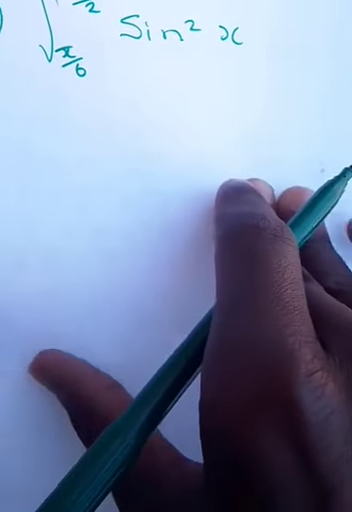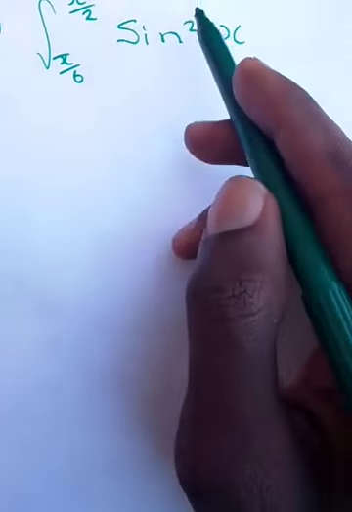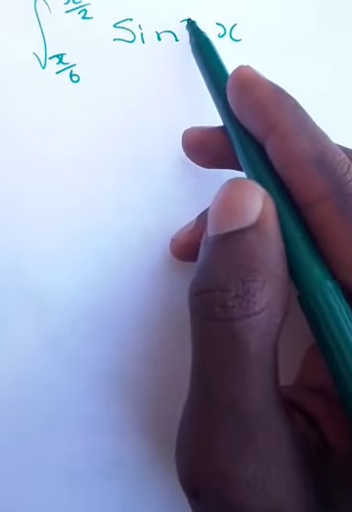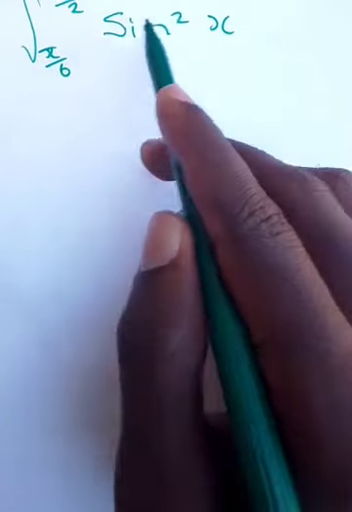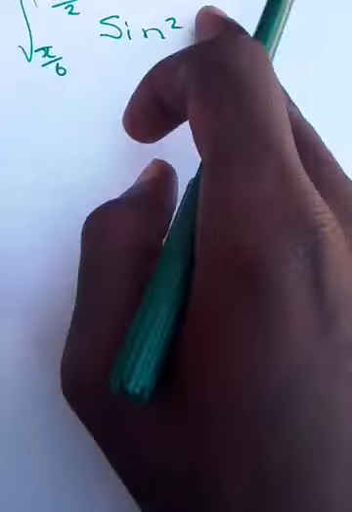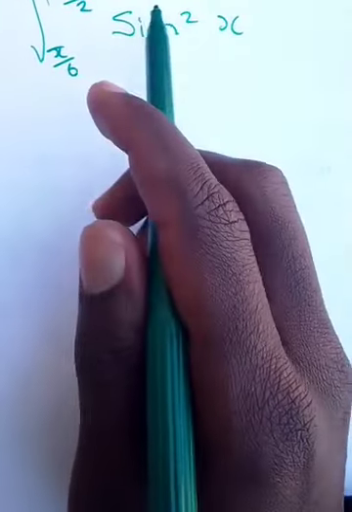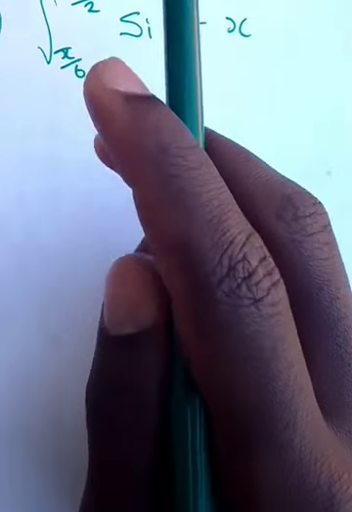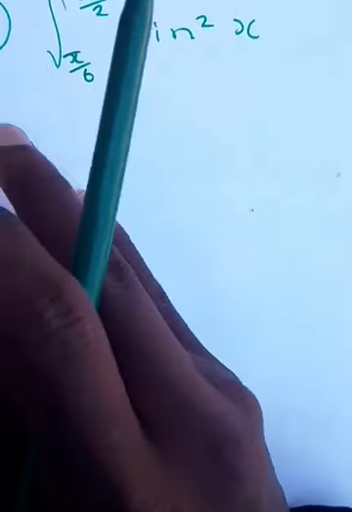Unlike differentiation, whereby if it was differentiation, we would have used chain rule, right? Now here we can't use chain rule. It can't work. There's no chain rule on integration. So we are going to simplify this one a little bit. So let me just give you a tip. Whenever they give you to integrate any trigonometric function that is raised to the power of 2, you have to do what I'm going to do, okay?